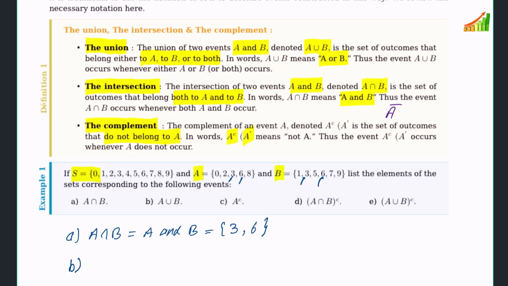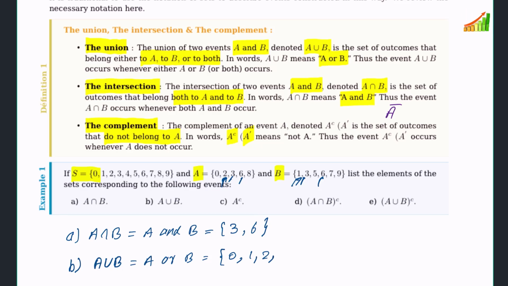Then let me go to part B, asking A union B, or we can say A or B. What is the union? The union is the whole set of outcomes that belong either to A, to B, or both. Right, you see here we have 0 in A, therefore 0 here. Then 1 is in B, 1. Then 2 is in A, 2.